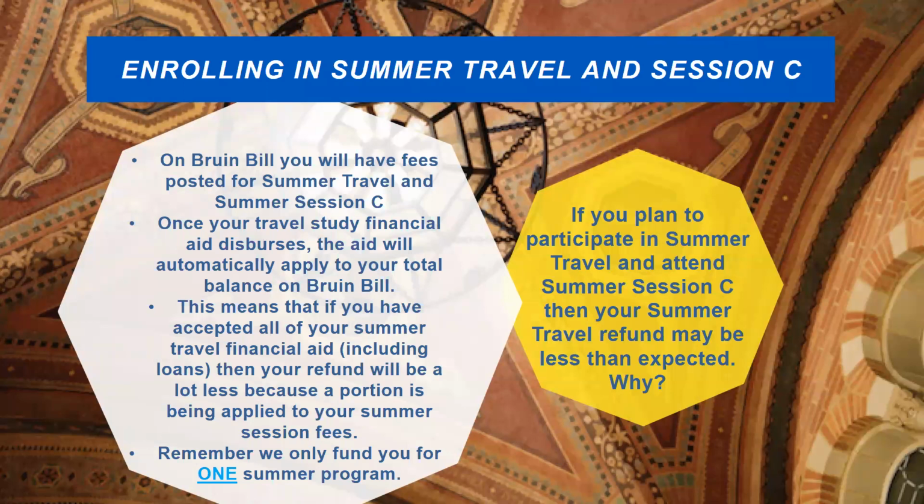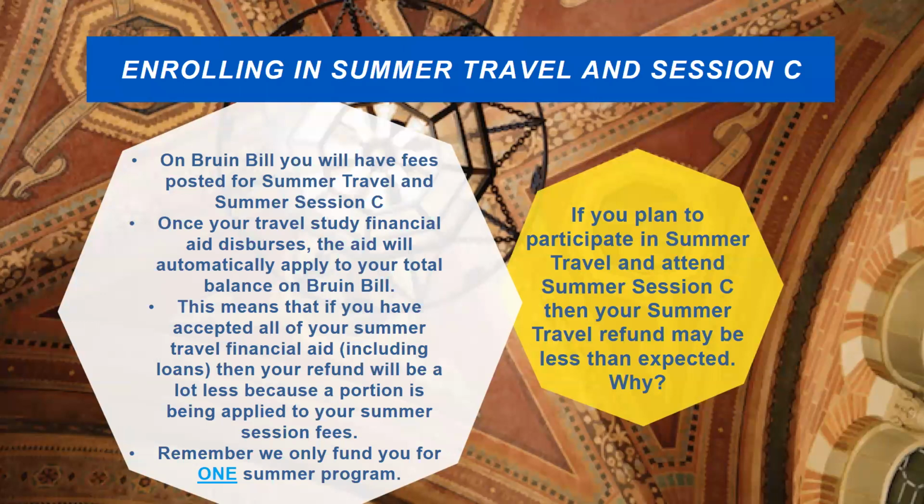Now, the way around that is, you're going to enroll in summer travel, and you're going to have to wait to enroll in the summer session C classes until after you have gotten your refund. That way, you'll get your $2,000 refund that you're expecting, and then you'll be billed the $1,000, in the example I'm giving you, for your summer session C class, and you would pay that separately.